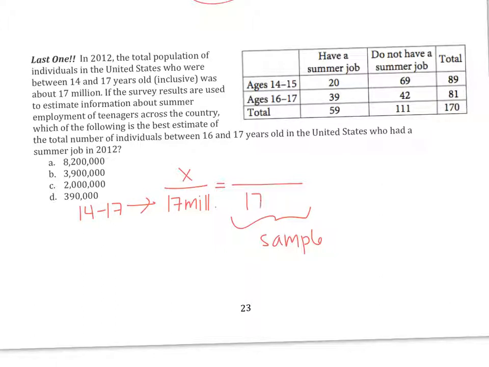170, yeah, it was the whole sample. And then I want to know how many had a summer job. So out of those 170, how many had a summer job? 59. And then you're going to cross multiply or do cross products. I believe you get 3.9. It's important to recognize that that's 3.9 million, which is B.